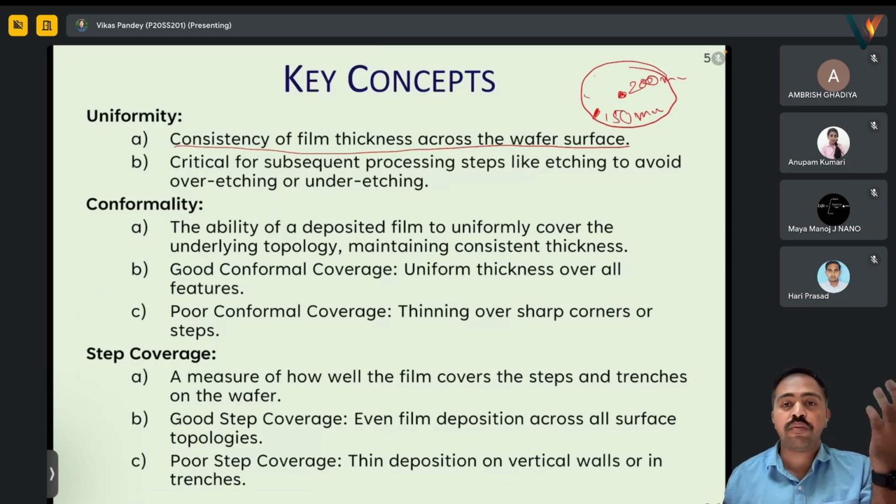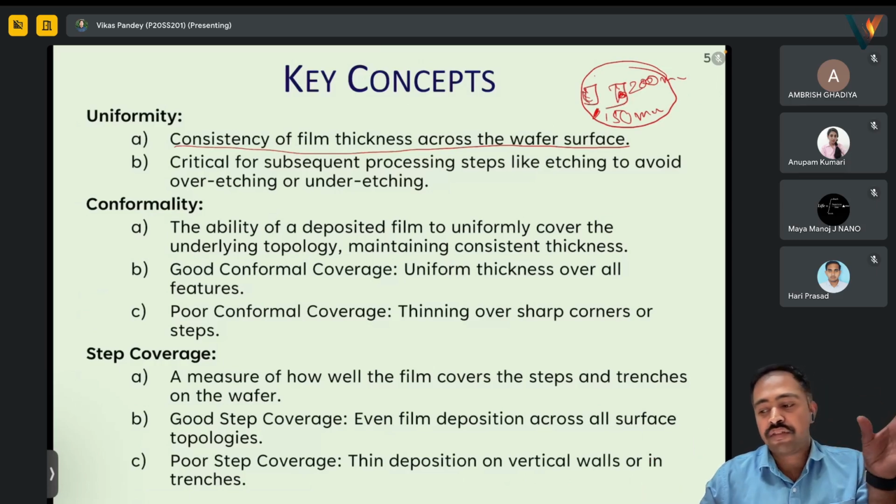Because in that case, suppose we are creating devices at different places on the wafer, they will give different characteristics. So we want a uniform thickness, whatever technique we are using, either CVD or PVD, we want a uniform thickness.